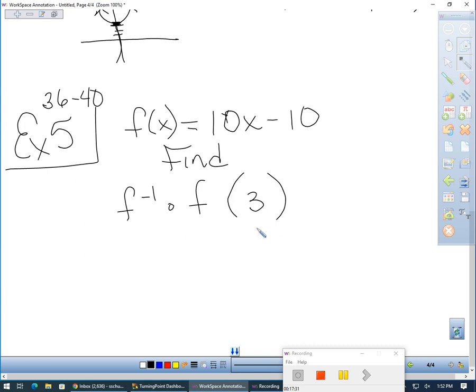So first thing I want to talk about is the inverse function. We need to know what the inverse function is, right? So we're going to start by finding the inverse, which means we switch our x and y around. So over here, I've got x equals 10y minus 10. Then what do we do?